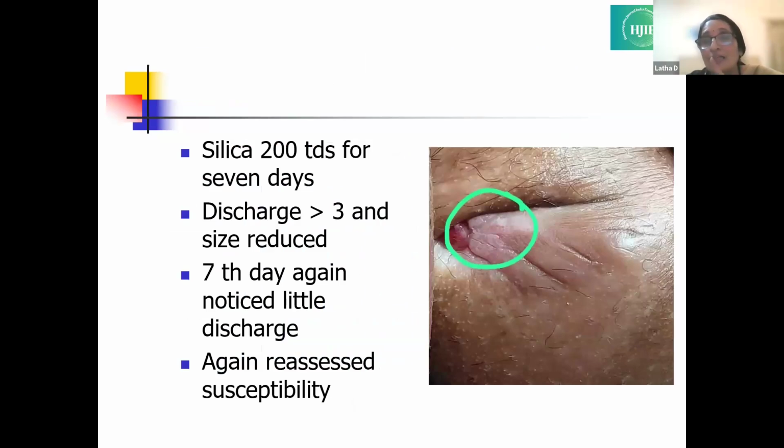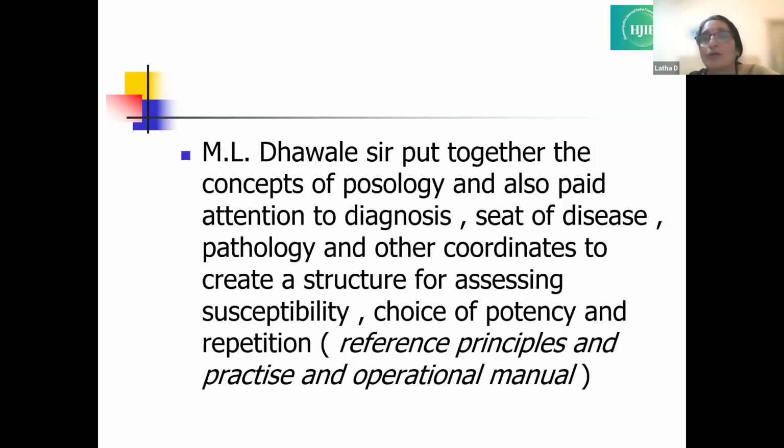So Silica was started in the 200 potency when that scan report was shown to us, because it was a very big abscess. After 7 days, this became the size of the abscess. Now what happens? 200 has held the case so far, but it is not completely healing. You have used it for 7 days now.